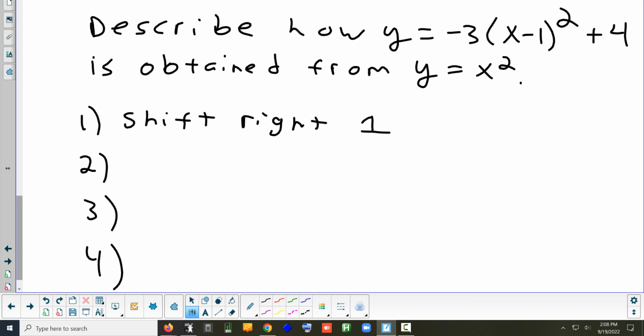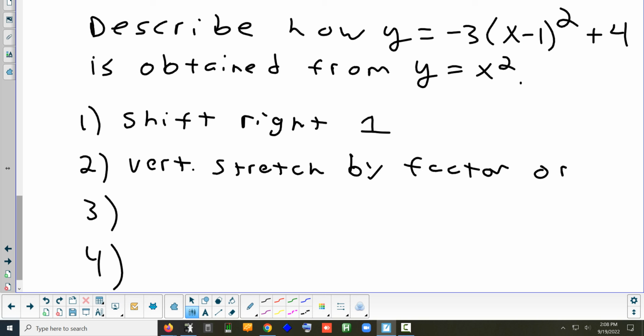All right. How about Tyler? What's the next thing I would look at? The 3. Yep. It would be the vertical stretch. Yep, the 3 is a vertical stretch. So vertical stretch by factor of 3.